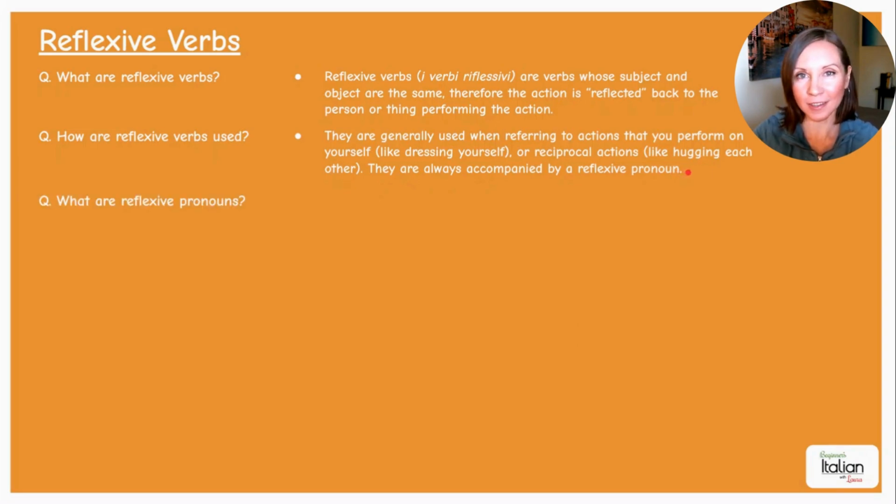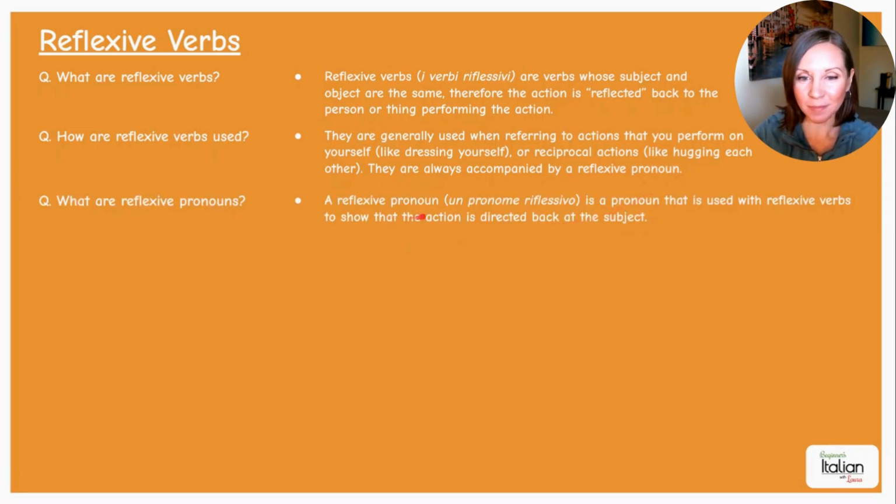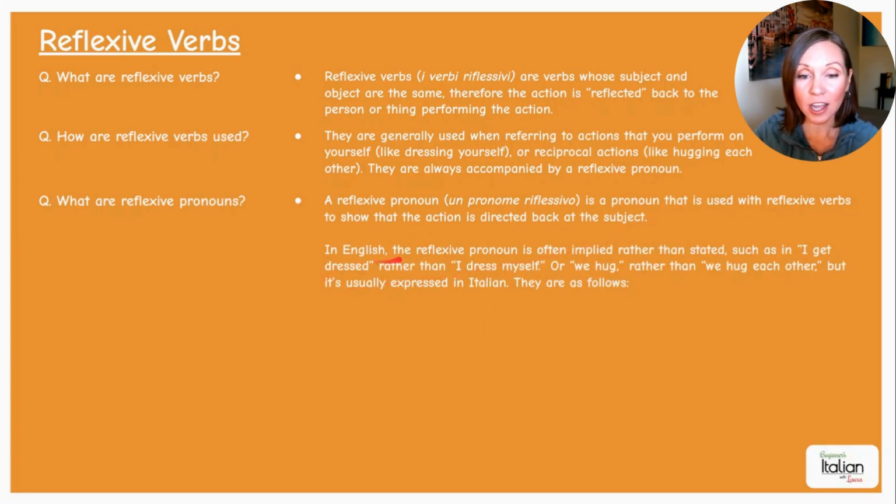So what are reflexive pronouns? A reflexive pronoun, or un pronome riflessivo, is a pronoun that is used with reflexive verbs to show that the action is directed back at the subject. In English, the reflexive pronoun is often implied rather than stated, such as in "I get dressed" rather than "I dress myself," or "we hug" rather than "we hug each other." But it's usually expressed in Italian. So that's a little bit different between English and Italian.